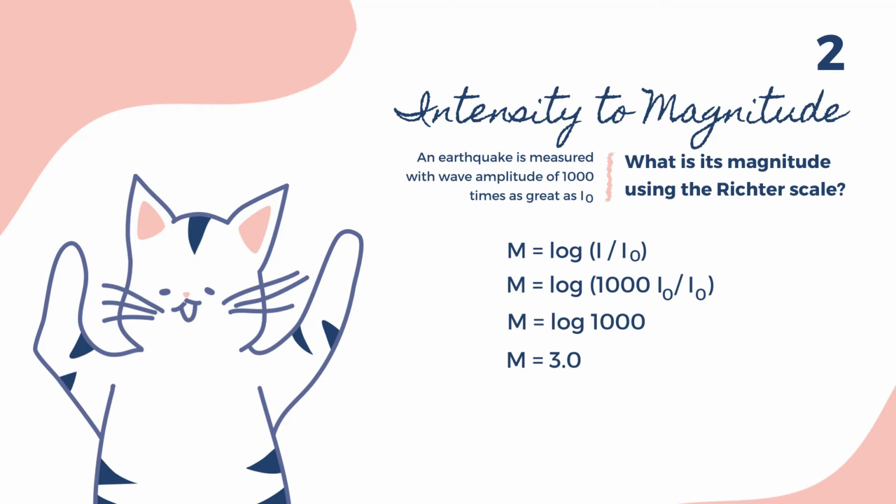The formula we're going to use is magnitude is equal to log of the given intensity over I sub 0. We're going to substitute the values that we have. So magnitude is equal to log 1000. Since the given intensity is 1000 times greater than I sub 0, we're going to use 1000 I sub 0 over I sub 0. We're going to cancel both I sub 0s, and then we will get log 1000, which is equivalent to 3.0.